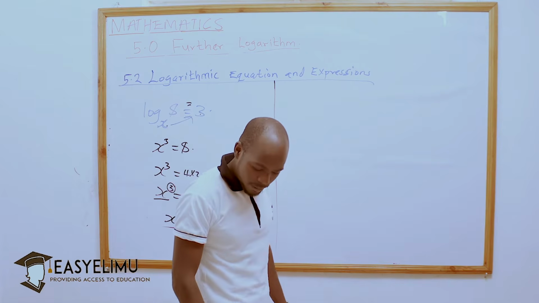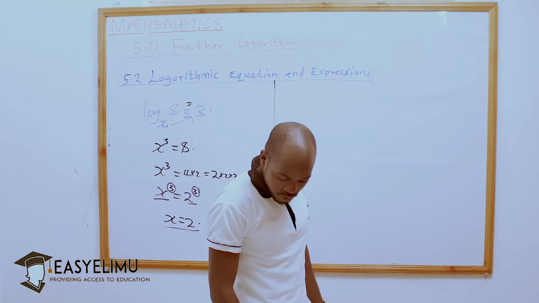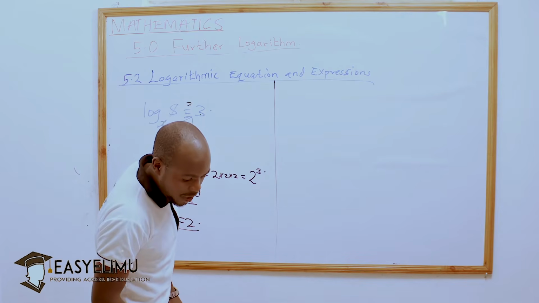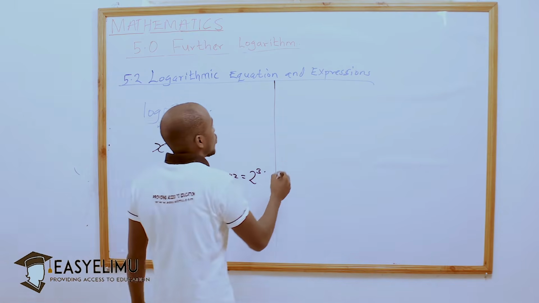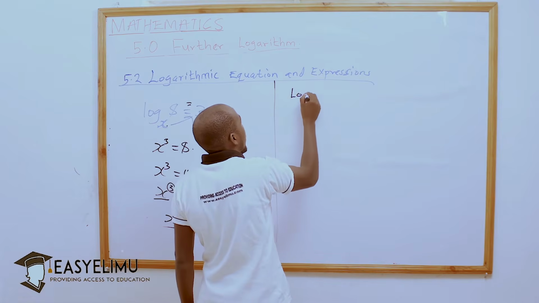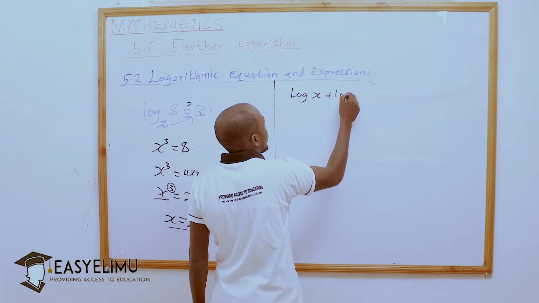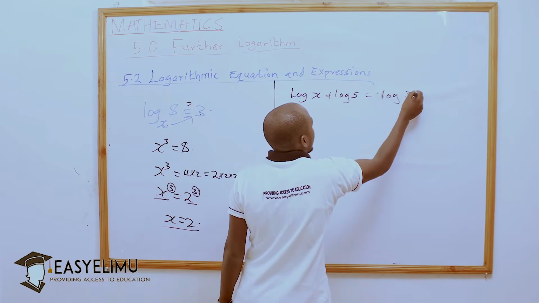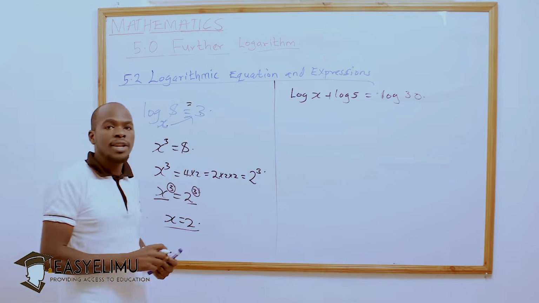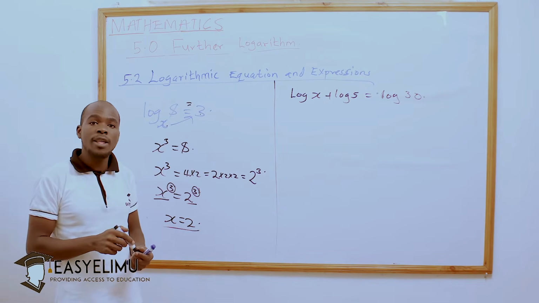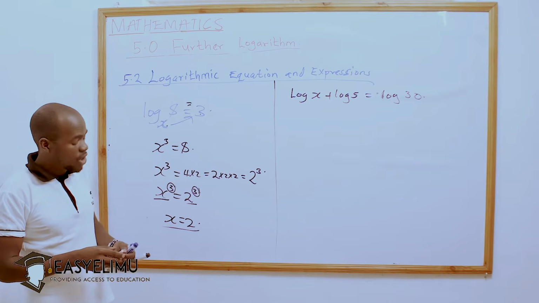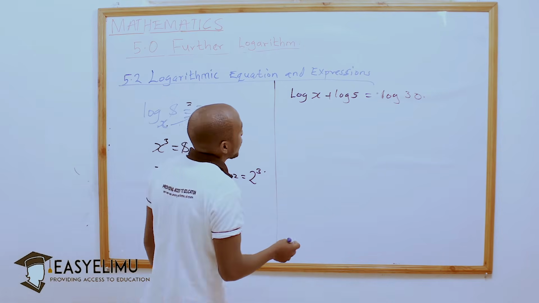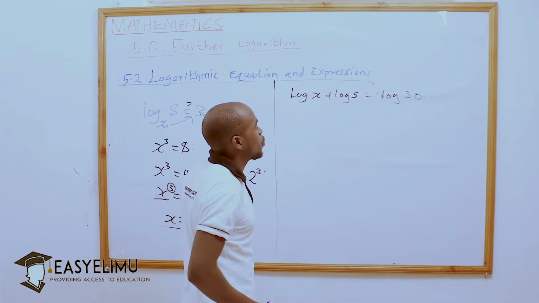Let's see another example. We have been told: solve for x where log x plus log 5 equals log 30. In this equation here, we shall recall whatever we did with the logarithm formula, which we saw a short while ago. So what we are going to do here, you will introduce whatever we have.